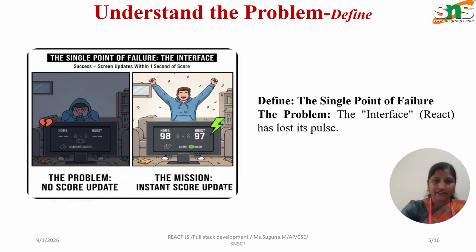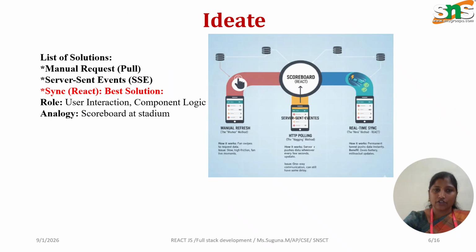So we can define this problem. What exactly is the problem here? The real problem is that the interface has lost its pulse, right? The front end does not respond to change, does not update in real time, and becomes a single point of failure. This is where we need a smarter solution. So let me think of that solution. We think of all the possible solutions first. One option is manually requesting the update again and again. Another option is using server sent events, but the best solution is using React JS.